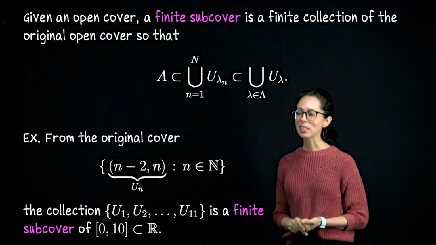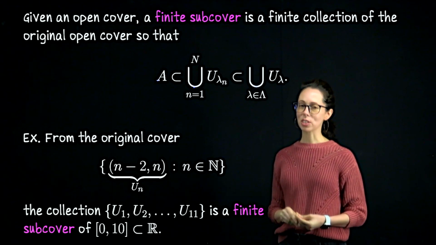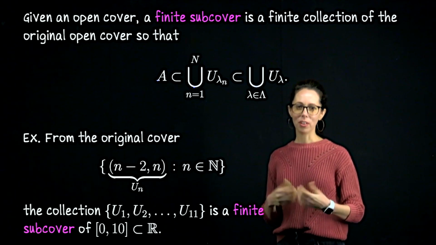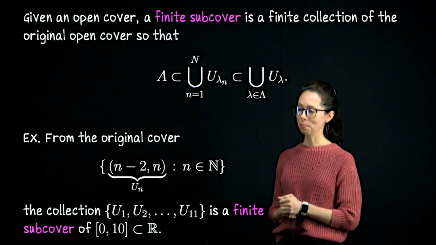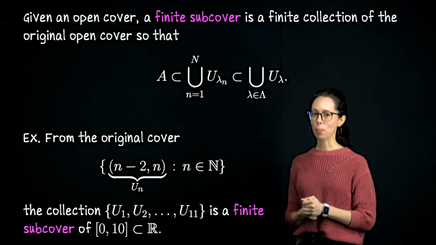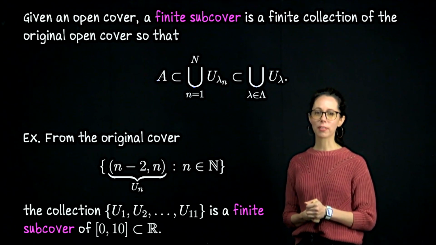So as we looked at, the open cover that we started with was full of extra sets we didn't need. All we needed were U1 through U11. Let's now look at an open cover which might not allow for a finite subcover.